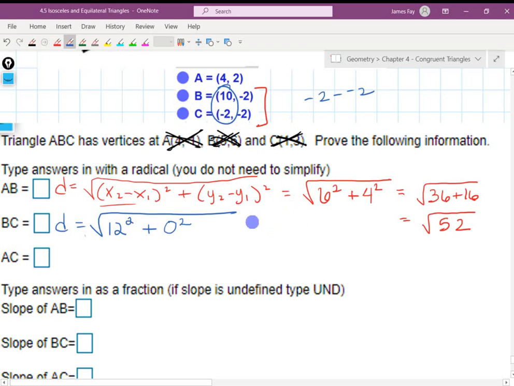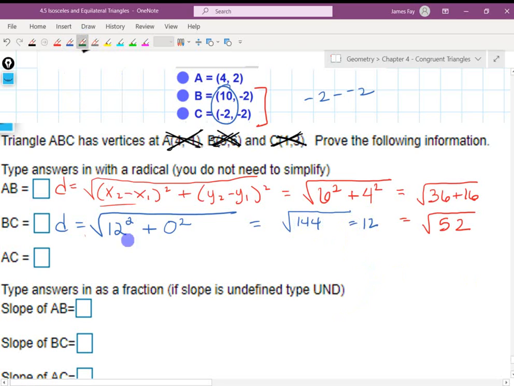Okay? But then I get, what's 12 squared? 144. So that gives me a distance of 12. Okay, square root of 144.